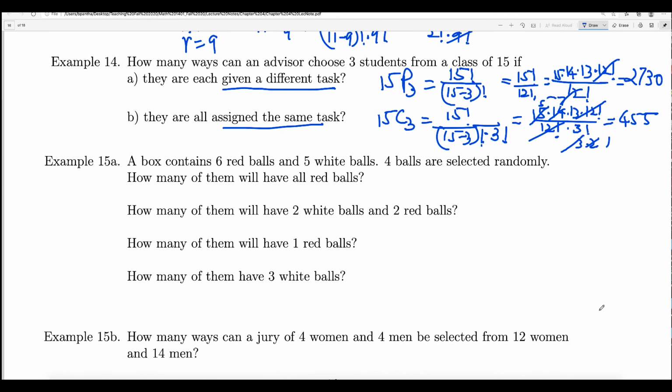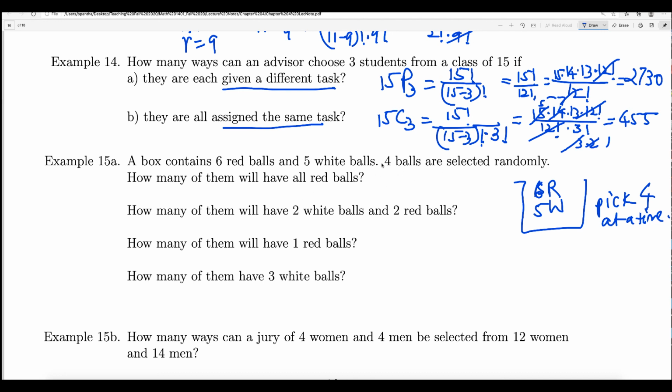A box contains 6 red balls and 5 white balls. 4 balls are selected. So there is a box with 6 red balls and 5 white balls. Pick 4 at a time. How many of them will have all red balls? So what do you think?